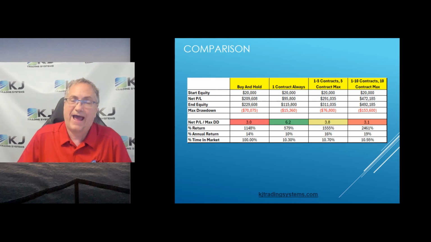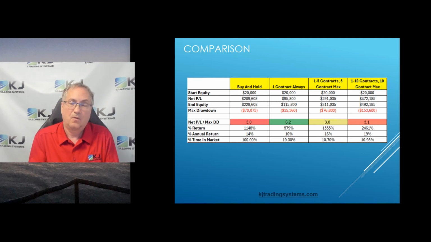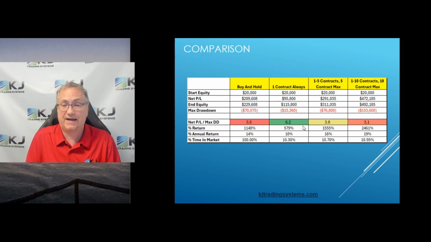And you could kind of tell that from the equity curve, because it had what I would consider the straightest. You know, the other ones, you saw a lot of drawdowns, and that lowers your profit to drawdown ratio. So that's what's best if you're just looking at profit to drawdown, which is a very important metric. But if you're looking for just percent return, how much can you get out of this strategy? Well, then the far right column, the 1 to 10 contracts with 10 max, goes from 579% return to that 2461. So that's the supercharged version.